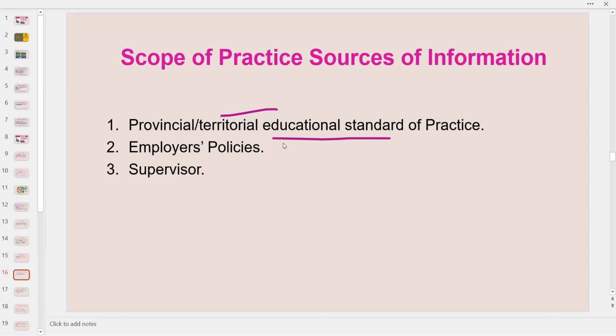Next is the employer's policies and procedures, because the employer will outline all the step-by-step protocols of procedures that a support worker can do. The third source of information on scope of practice will be your supervisor. Your supervisor will be able to assess whether you're competent or prepared to do a particular task. They will determine whether this task or this procedure is necessary, and they will determine if you have the right educational training and skills to perform this task.